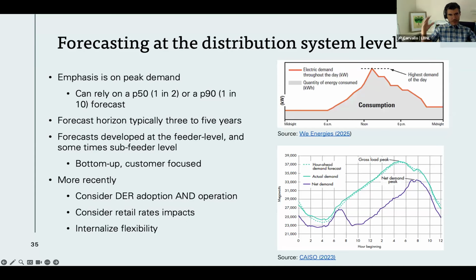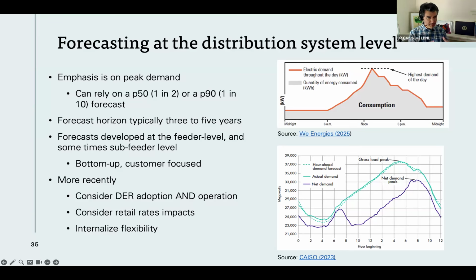Now, even with those common traits that we see, there are specific aspects for distribution and bulk power systems. So I'm going to start with distribution system. The emphasis in distribution system remains on the peak demand, trying to find what is the peak local demand. I will emphasize local here because typically the distribution system level is planning at a feeder level, as I mentioned here. So the forecasts are developed at a feeder level, and sometimes even for really large feeders, they're developed at a sub-feeder level.